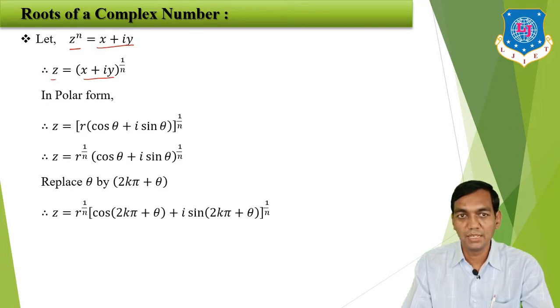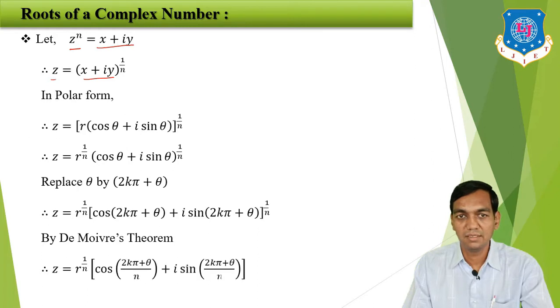Now I am going to write this in polar form. So z will be (r cos theta plus i sin theta) whole raised to 1 by n. And if you separate them, you will get r raised to 1 by n into (cos theta plus i sin theta) raised to 1 by n.